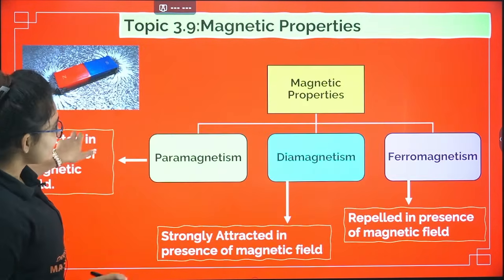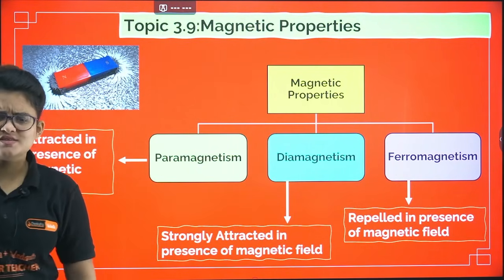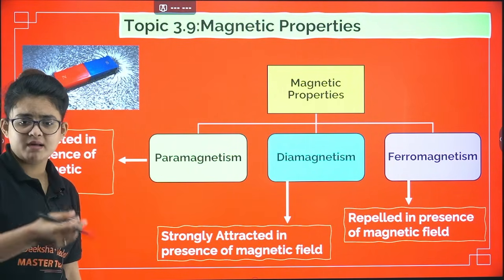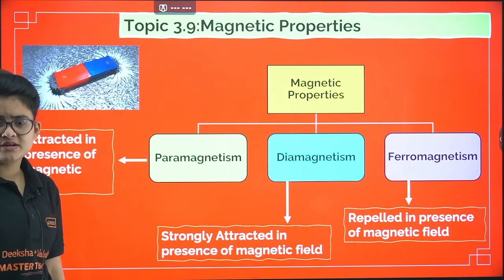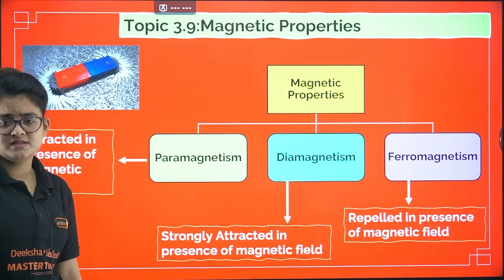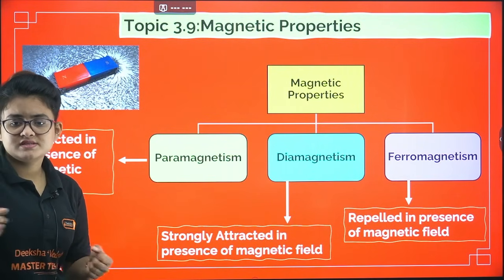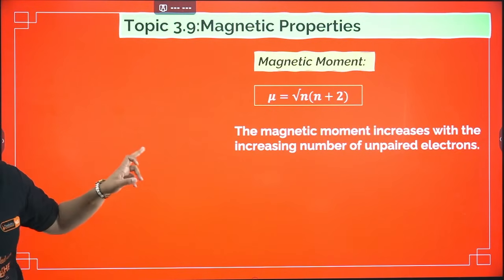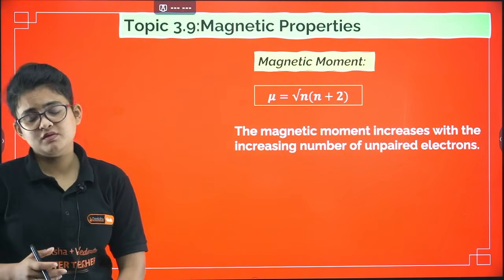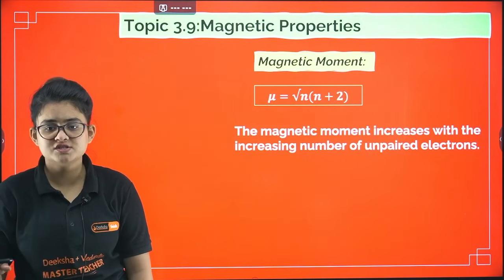Okay, let's proceed further. Here we will discuss the magnetic property. It's a very common thing that we study: paramagnetic, diamagnetic and ferromagnetic. Paramagnetic means it's feebly attracted by a magnetic field. Diamagnetics, they are strongly attracted. Ferromagnetic means they repel the magnetic field. Next, magnetic moment we can calculate if we have unpaired electrons present, that is √(n(n+2)).